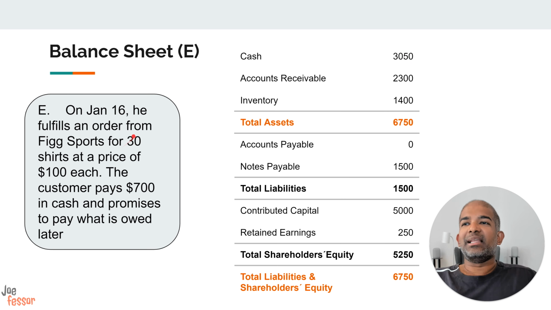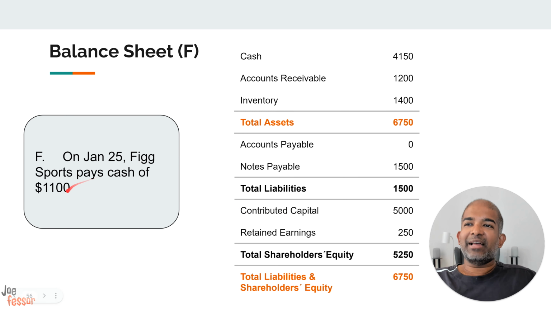Transaction E, you're selling shirts, 30 shirts for $100 each. So now you can see you're already making some revenue. So you're adding a revenue of $3,000 and you're subtracting the cost of goods sold. You can already see your retained earnings is starting to be positive. Your cash went up, also your accounts receivable went up and your inventory went down. You can pause the video at any time and do the math yourself to see if everything matches what you see. After transaction F, you can see that cash went up and receivables went down.